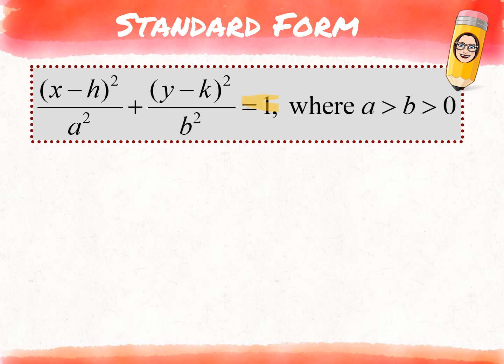But here's the difference. This equation always needs to be equal to 1. Okay? Always. The second thing to note is that a squared, the denominator, is always the biggest value. A is always the biggest value. B squared is always the smaller value, the smaller denominator.